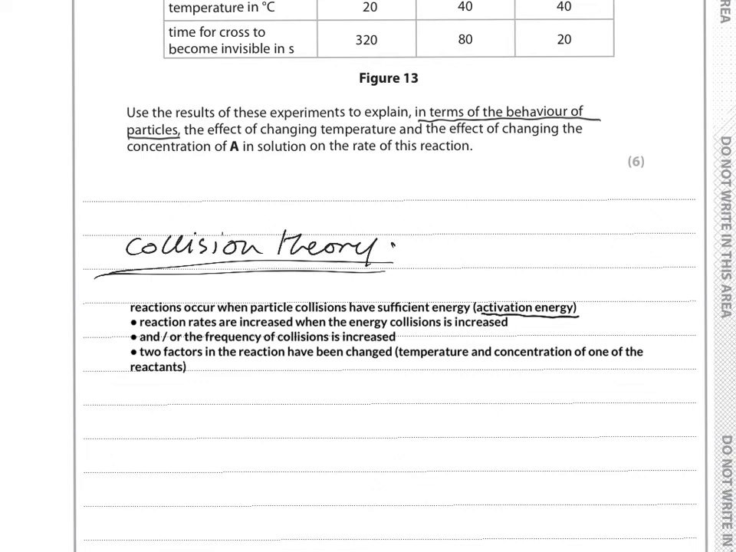And it says reaction rates are increased when the energy of collisions is increased or the frequency of collisions is increased. So reactions go faster because particles hit each other with more energy or more often. So frequency of collisions or greater energy of collisions. The 2 factors in the reaction that have changed were temperature and concentration. And then we're going to go on to look at those two in detail once we know that reactions happen because particles collide with enough energy.